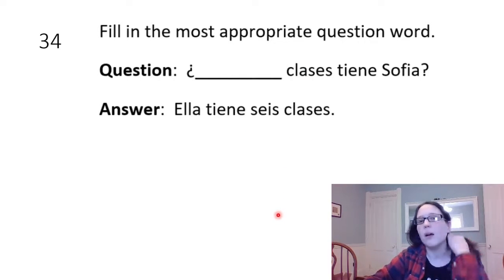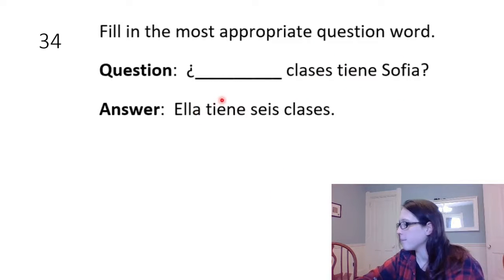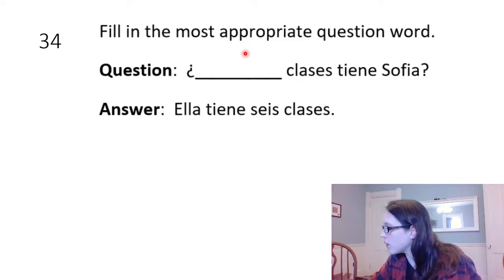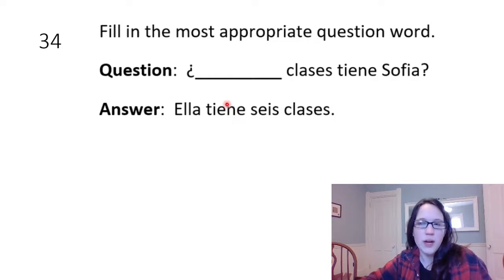All right, and this one, blank clases tiene Sofía. Now, our most common problem with this one isn't actually that we couldn't figure out what word went here. It was making it the right format. So we're asking "blank classes Sophia has." Does Sophia have? And then the answer is a really good indication. Ella tiene 6 clases. She has 6 classes. So we're probably asking how many classes she has. So the word here needs to be the word for how many, which in Spanish is cuánto.